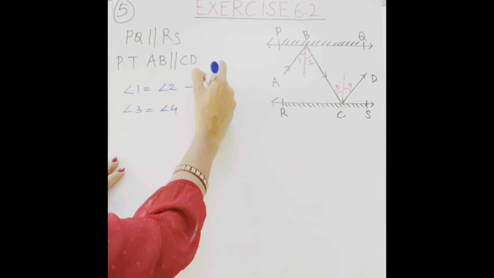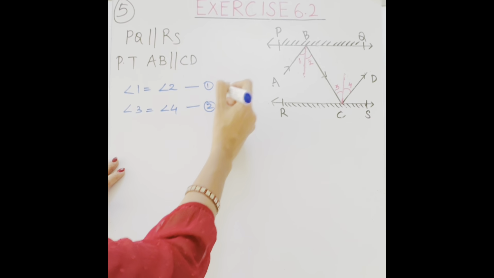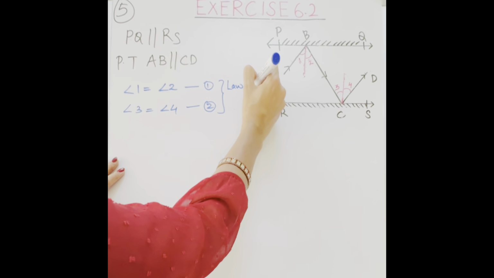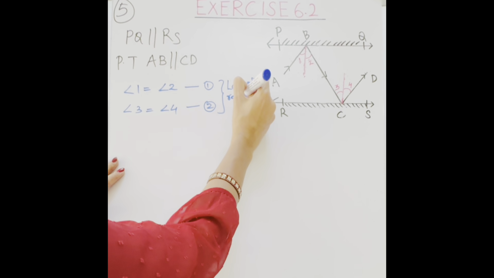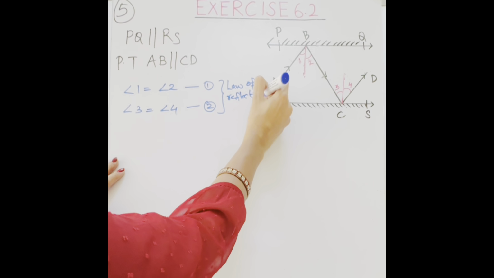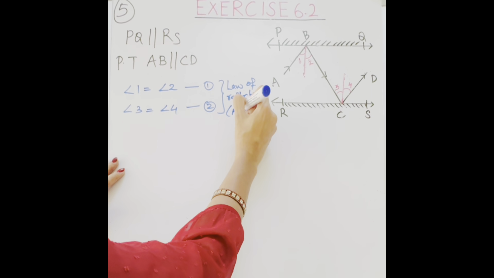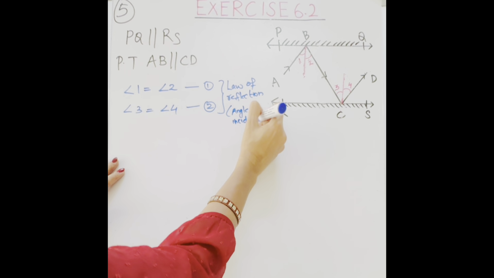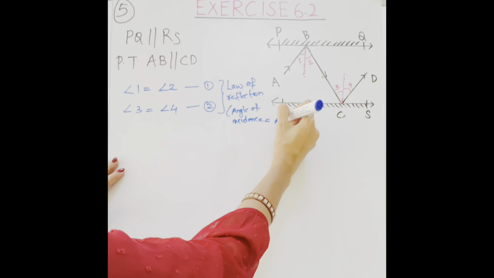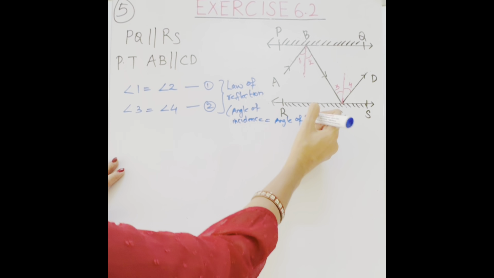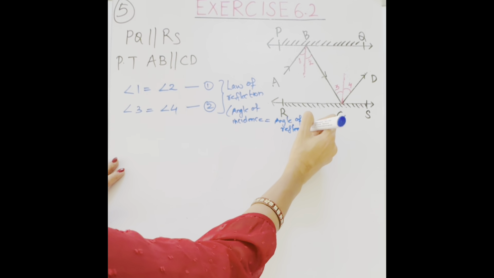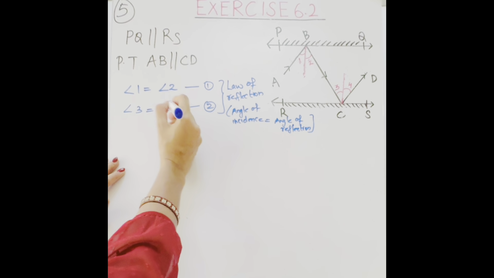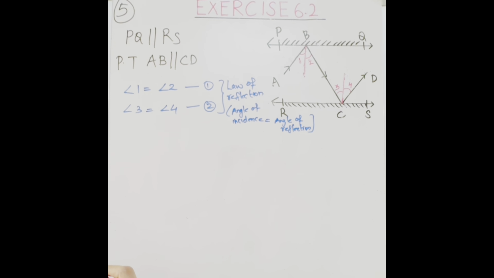Let's name this as equation 1 and this as equation 2. And why we wrote this? This is because of the law of reflection. As per the law of reflection, angle of incidence is equal to angle of reflection. We can state this as a reason. So we have angle 1 is equal to angle 2 and angle 3 is equal to angle 4.